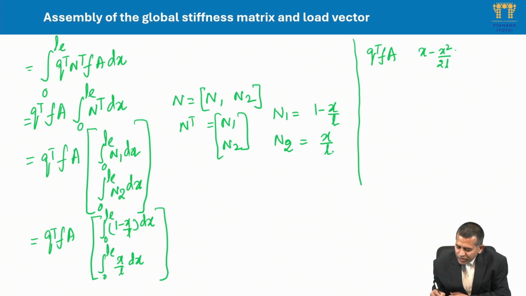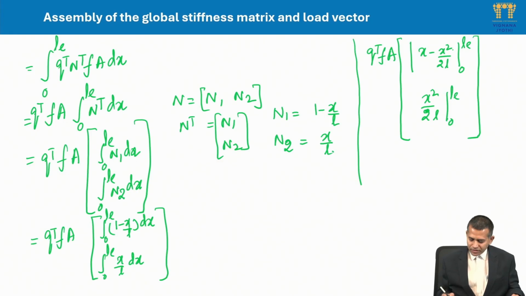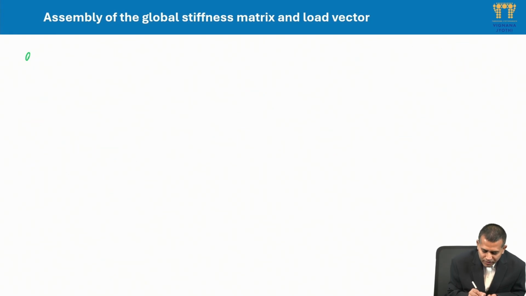So if you can put the limits for this one as 0 to LE for both the values, right? And this is for the first term, and similarly we have the second term, x square by 2L, again put the limits 0 to LE, right? Now put the limits and see, if you put LE for x, you will get LE, and for 0 it is 0, so you will get LE here. We'll see in the next terms, we can add them.